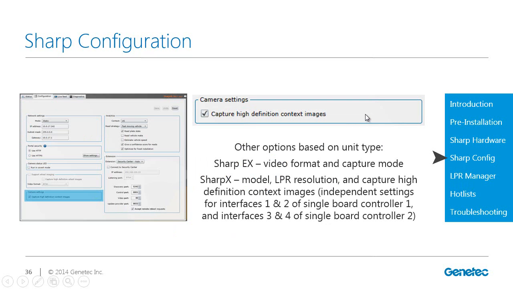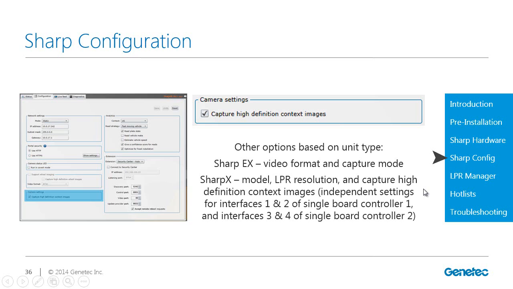Under the camera settings section here, we need to set the information based on the cameras that we're using, so basically the camera type. The information that you do see here will change depending on the model of the Sharp system you're using. So for instance, in this case we're using a standalone Sharp unit, or basic Sharp, and it's only going to ask if we want to configure high definition context images, which are basically double the pixels of normal context images. For a Sharp EX, it will ask for the video format, which would be either NTSC or PAL, and the capture mode, telling it what the cameras are attached to, what the ports are doing for the attached cameras, basically.